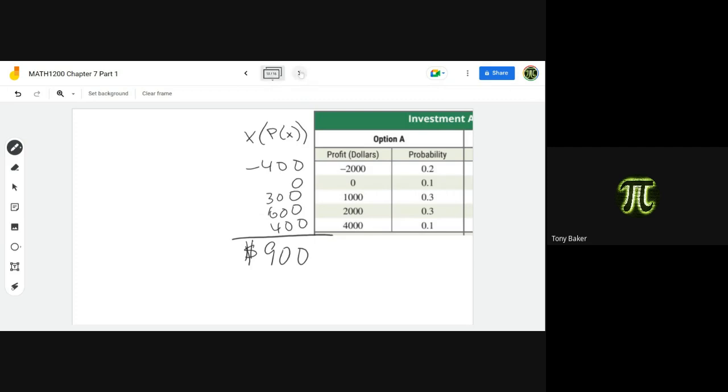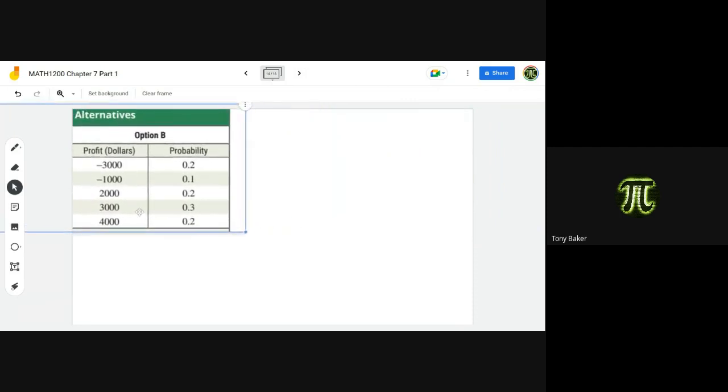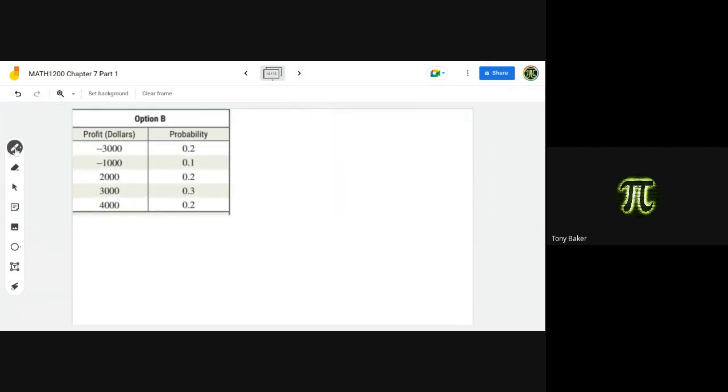All right. Let's look at option B. What's negative 3,000 times 0.2? Negative 1,000 times 0.1. 2,000 times 0.2. 3,000 times 0.3. And 4,000 times 0.2. Add them all up.